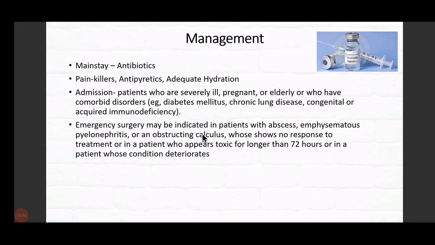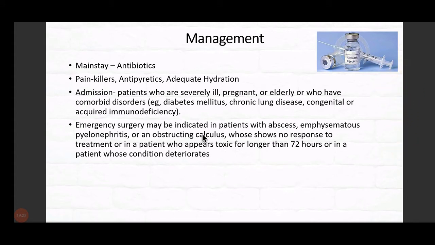What is the management? The mainstay of the management is antibiotic therapy. In the supportive management, that can be painkillers, that can be antipyretics for the control of fever. The patient may not be eating well, so you have to ensure that there is adequate hydration and nutrition. In case of vomiting, you will have to add antiemetics and so on, various supportive therapies. Patients who are at extremes of age, those who have comorbid conditions, or those who are toxic appearing should preferably be admitted in the hospital.